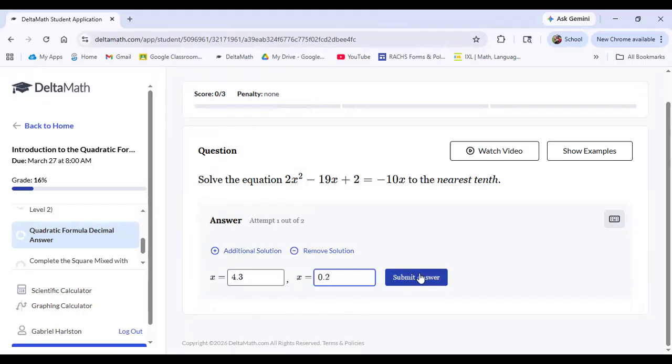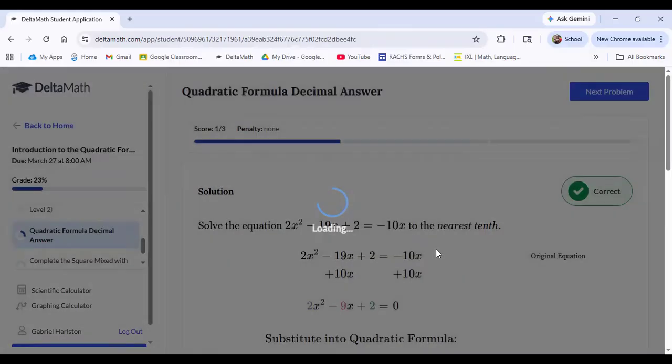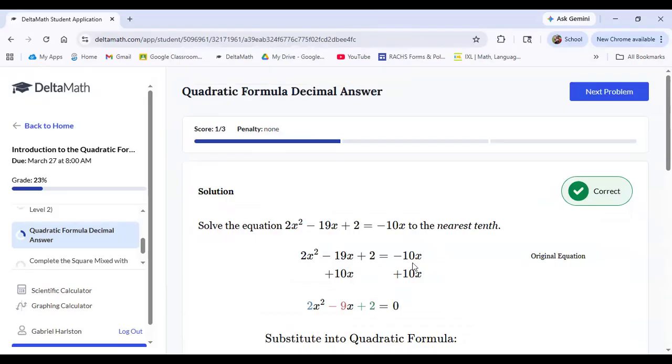And then we submit, and it says, nice job.